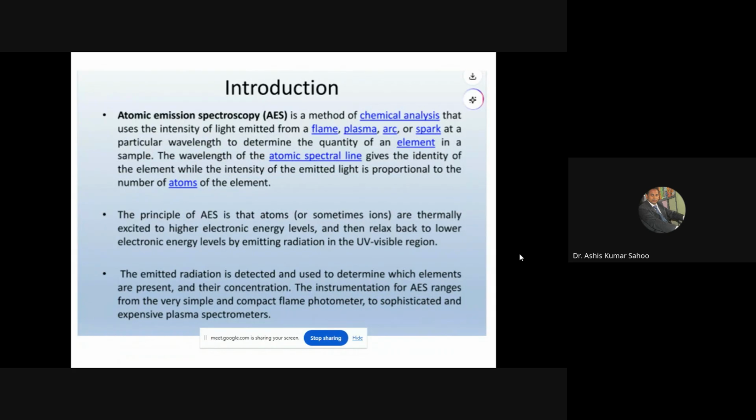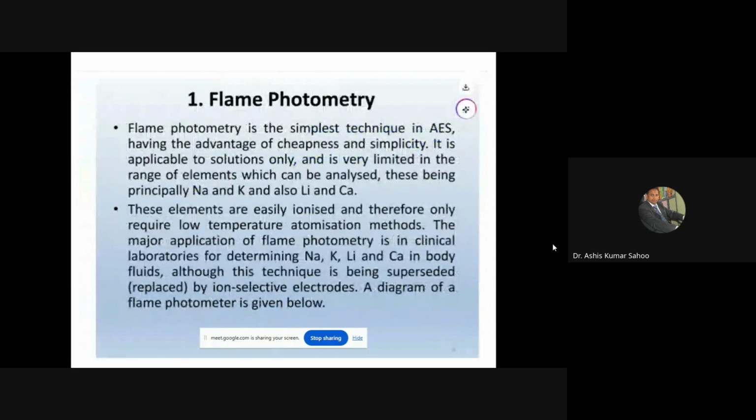The principle of atomic emission spectroscopy is that atoms are thermally excited to higher electronic energy levels, then relax back to lower electronic energy levels by emitting radiation in the UV-visible range. The emitted radiation is detected and used to determine which elements are present and their concentration.